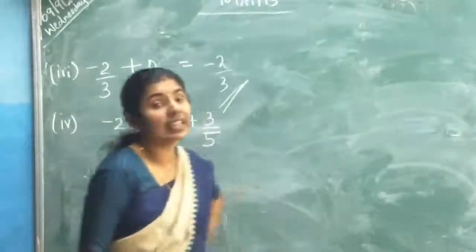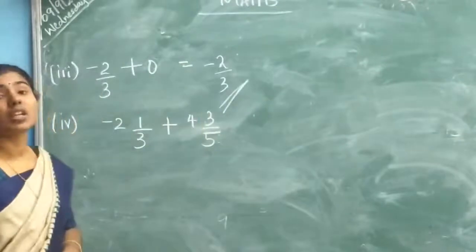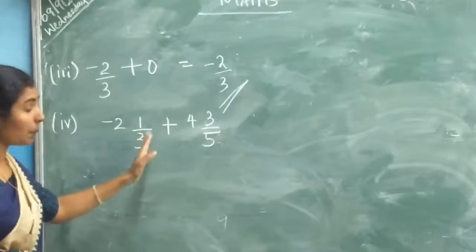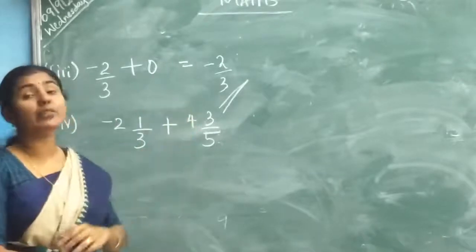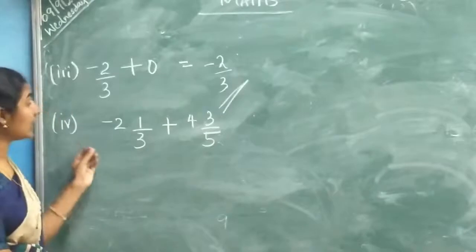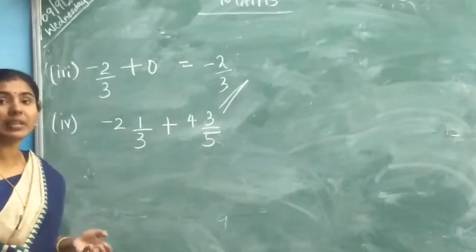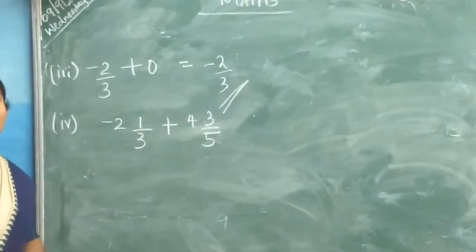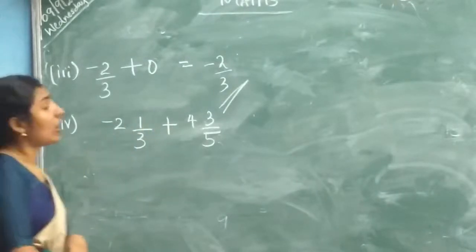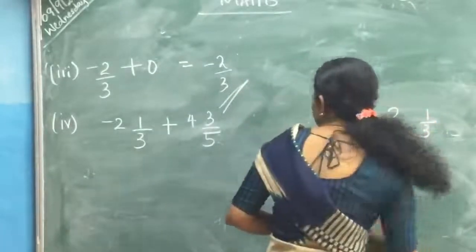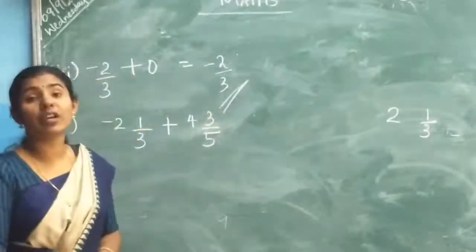Now we see the second question. What is the question? Minus 2 1 by 3 plus 4 3 by 5. See, these two rational numbers are mixed rational numbers. You have studied about mixed fractions, isn't it? Both are mixed fractions. One is 2 1 by 3 and another is 4 3 by 5.